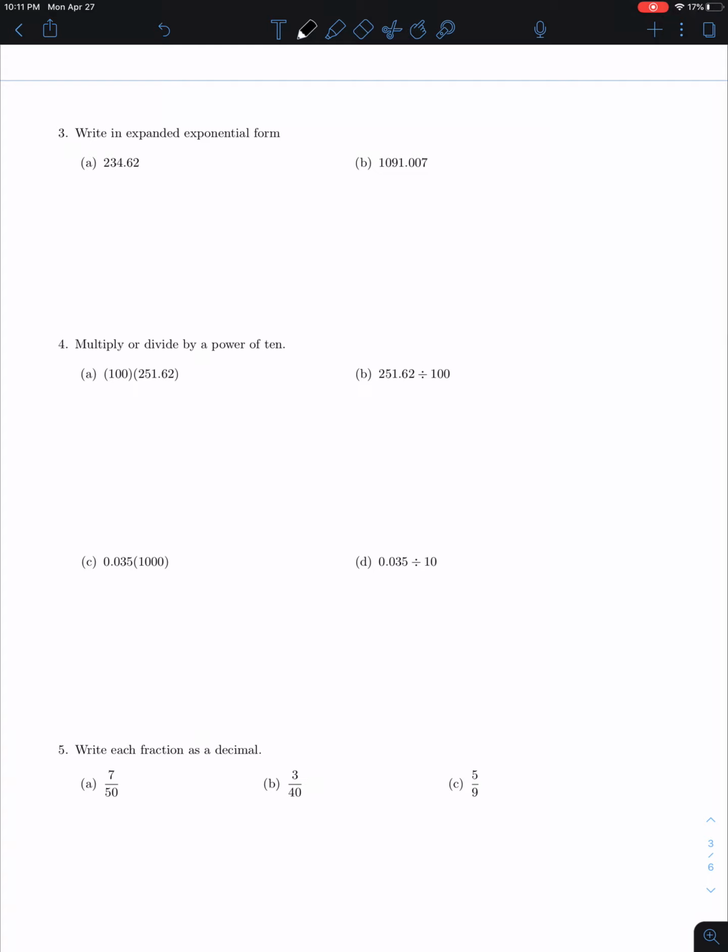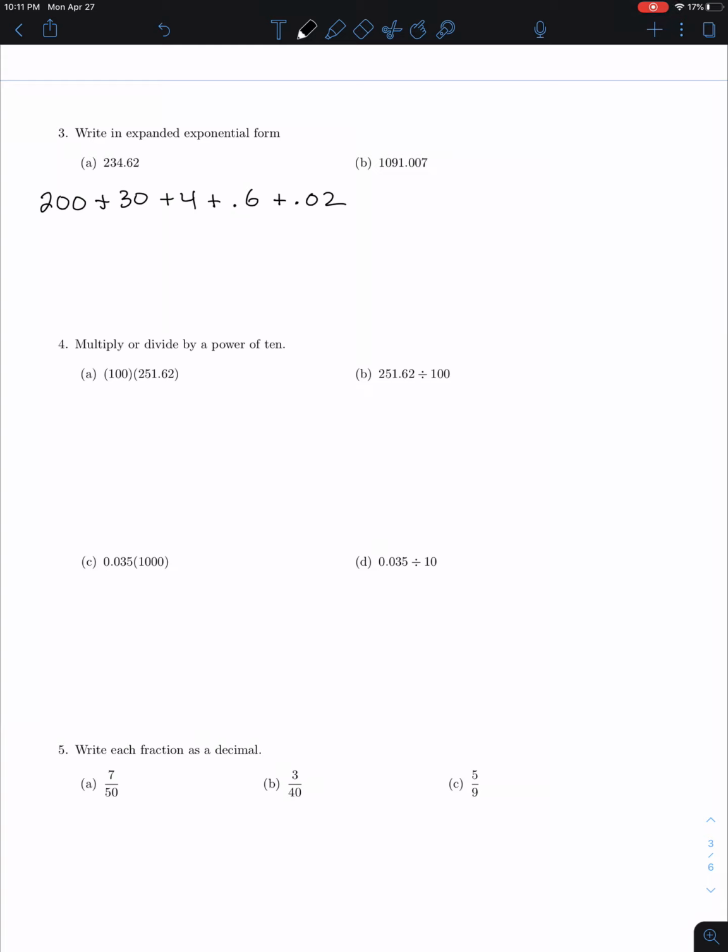So if we looked at 234.62, when we wanted to write this in exponential form, and again, we might want to decompose it first. So 200 plus 30 plus 4 plus 0.6 plus 0.02.